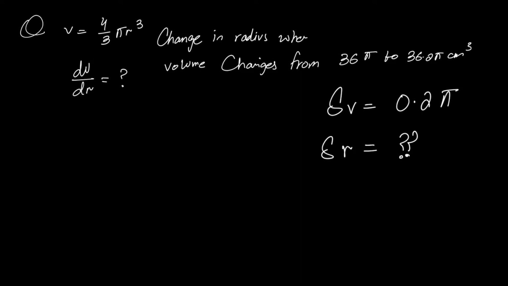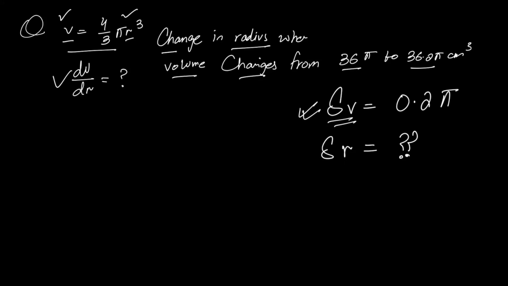Okay, so let's take a look at this question. The two variables V and r are related by this equation. This equation is a must, because without that you won't be able to find the dV upon dr or whatever. We've been given an equation and they've said to find the change in radius when the volume changes from 36π to 36.2π. You see this is a very small change, so we can use a small change to find it.